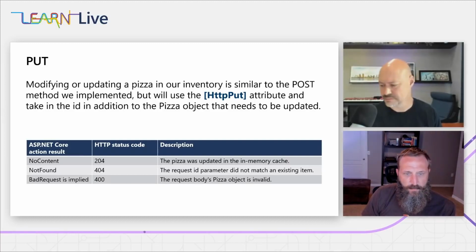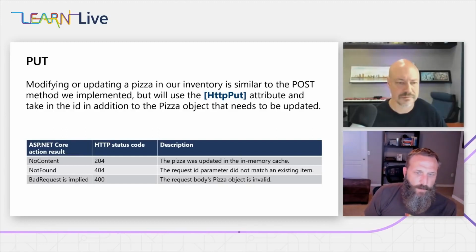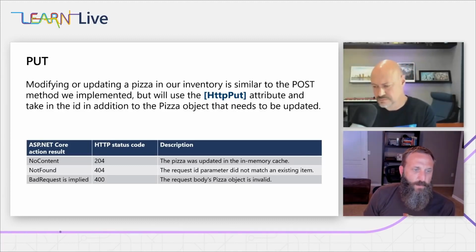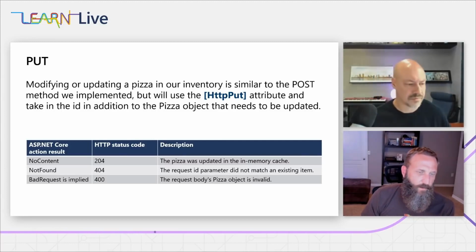And then if we send a number 12, and then in the actual pizza object, it has a different ID, like maybe 10, then we'd say, hey, these don't match. Something is wrong in your request. And that's why we would send back a 400.